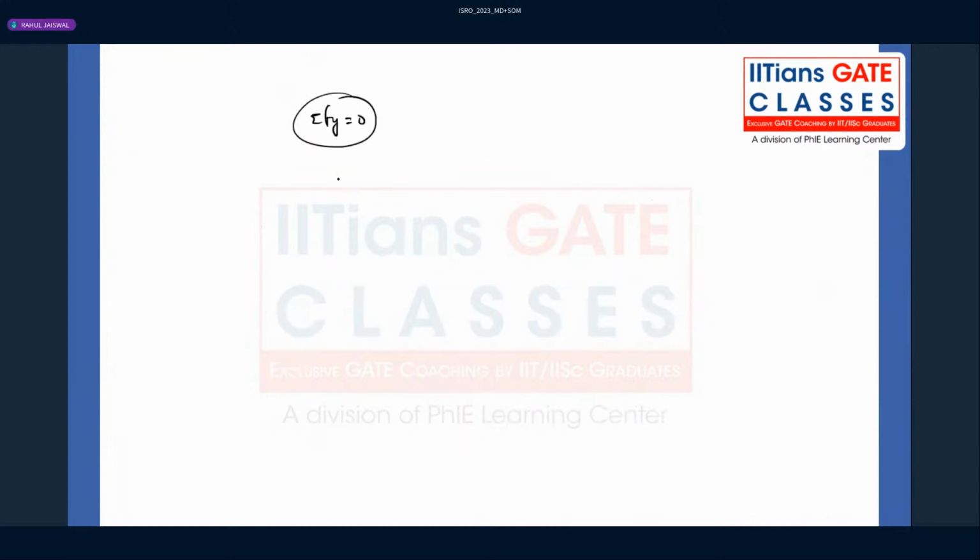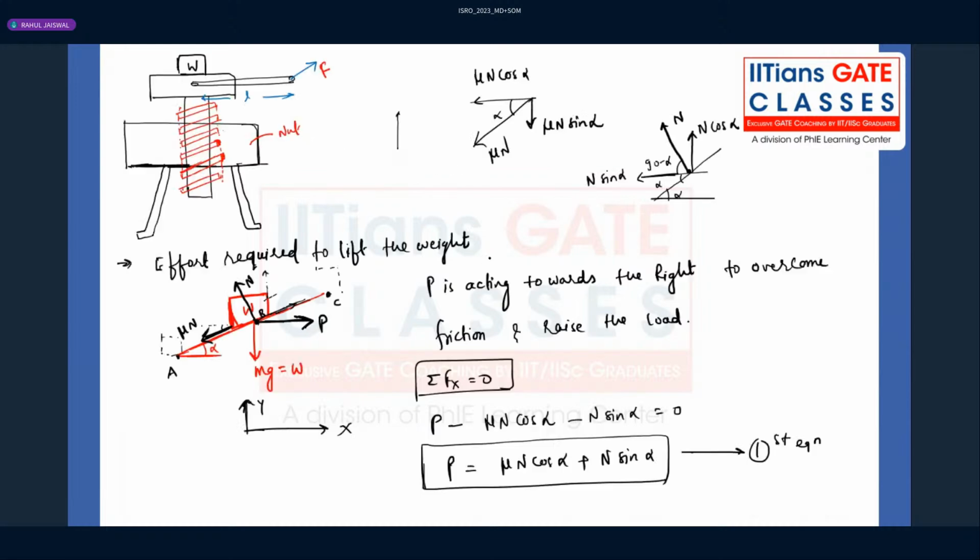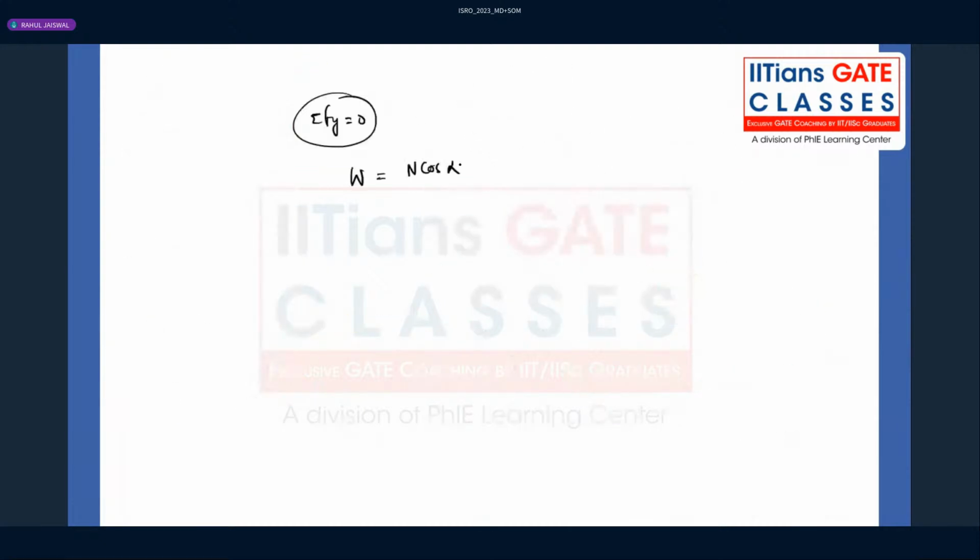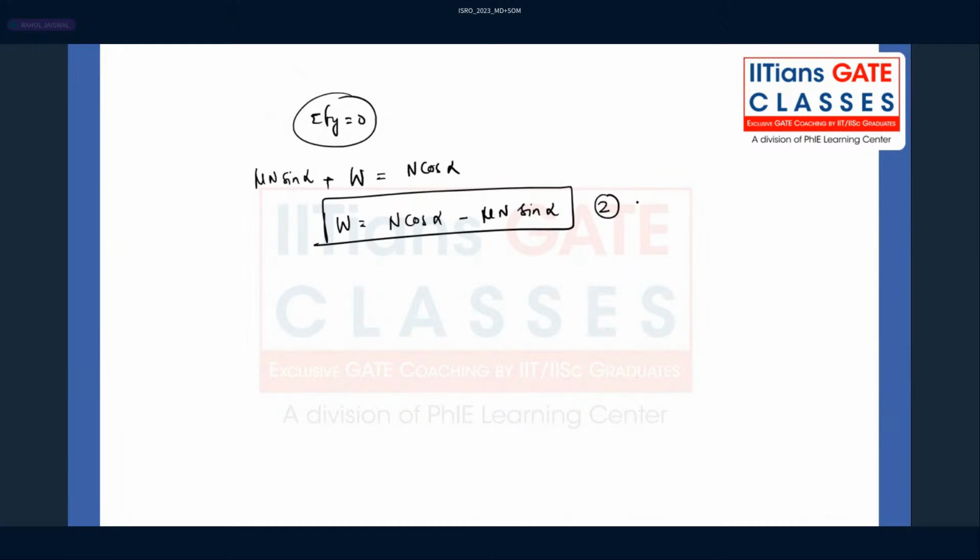So here what we can write is that W is equal to n cos alpha, because n cos alpha and this mu n sin alpha will be acting in the same direction of W, but n cos alpha is acting in the opposite direction of W, right? So here we can write W equals n cos alpha minus mu n sin alpha. So this is our second equation.